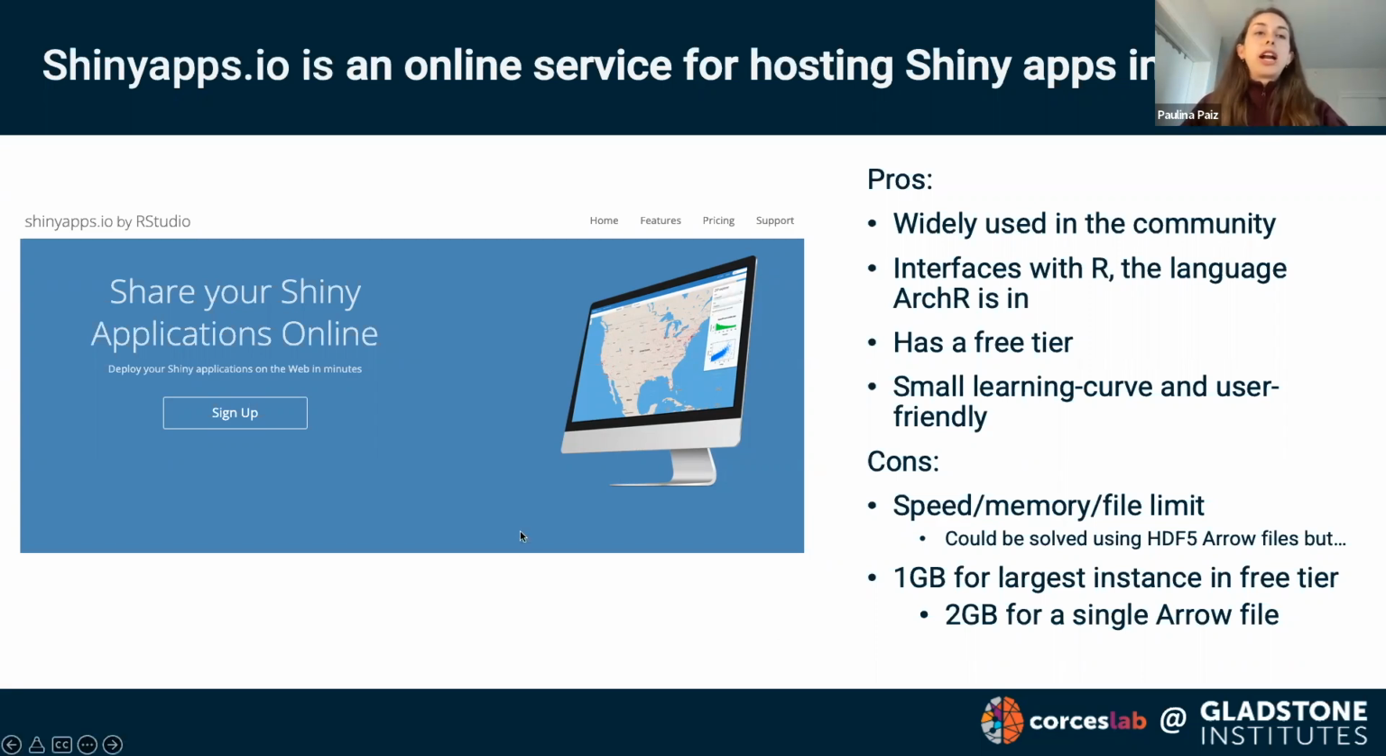So shinyapps.io is an online service for hosting Shiny applications in the cloud. And it has many pros, including the fact that it's widely used already in the community, so people know about it. It interfaces with R, the language that ArchR is in. So then it would be relatively easy to integrate into ArchR. It also has a free tier and a small learning curve, and it's user-friendly.